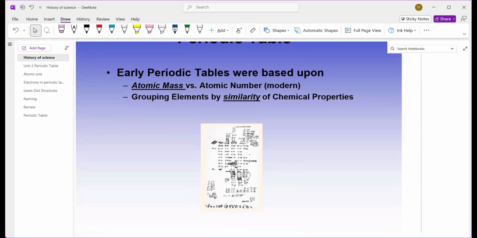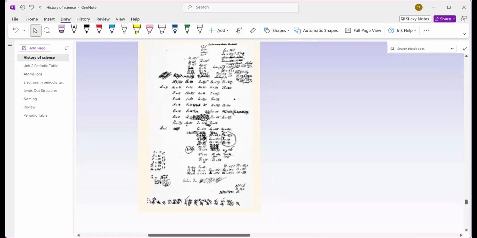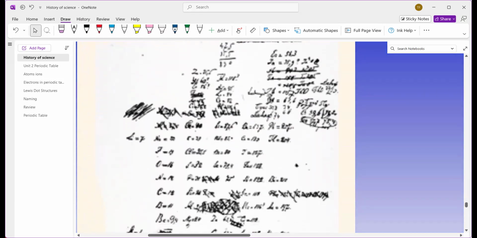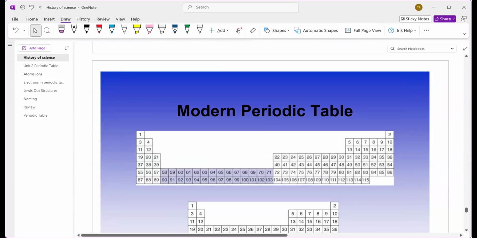Oh, is this a nice segue? Yeah, I should have waited. Oh, that's okay. All right, so this is what Mendeleev's early periodic table looked like. Like you were saying, there are empty spots there. He was able to predict that they were going to discover elements there. Now, the modern periodic table, this is a bigger picture of it. The modern periodic table looks like this.